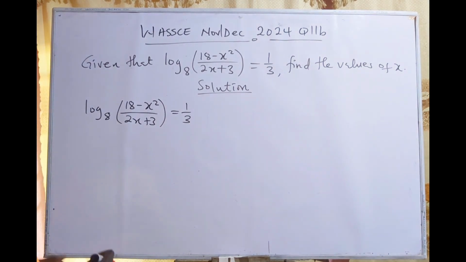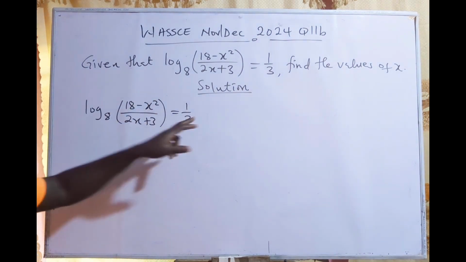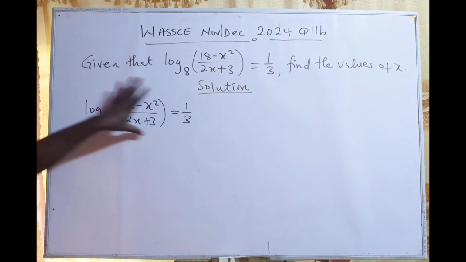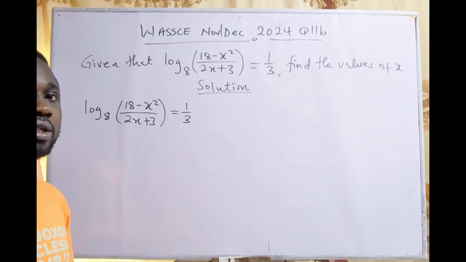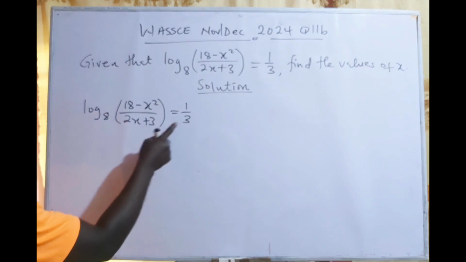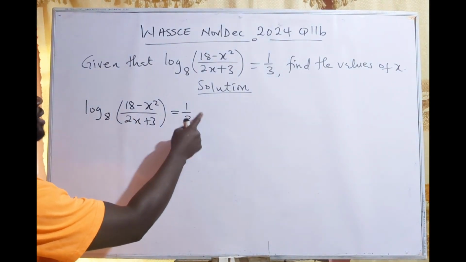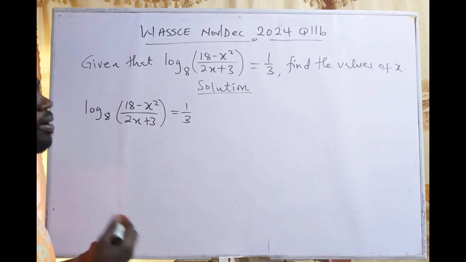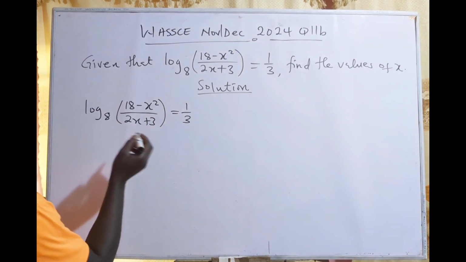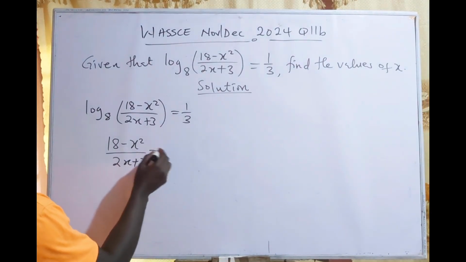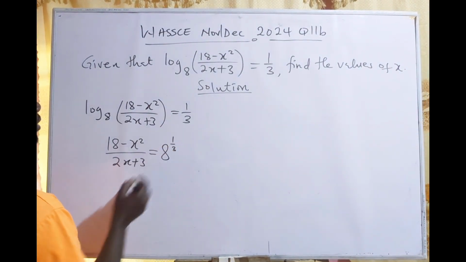If you get a question on log where one side is a logarithm and the other side is a constant number without the log, then you can change the whole logarithm to index form. So the base 8 will go to the right hand side of the equal sign, raised to the power of the number here, 1 over 3. That is one of the laws of logarithm. So we will have (18 minus s squared) all over (2s plus 3) equal to 8 exponent 1 over 3.